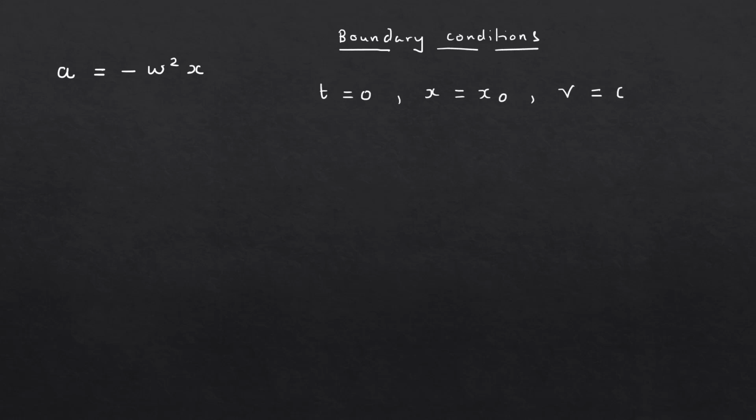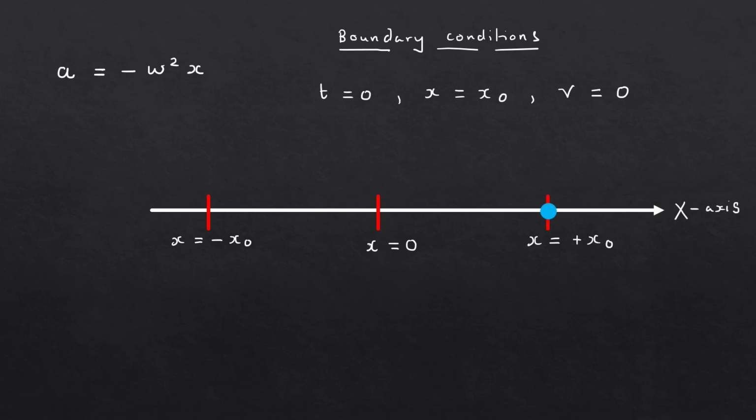Alors, ici, nos équations, c'est a égale minus omega squared x. So, our set of boundary conditions this time will be at t equal to 0, x is equal to x naught, and v is equal to 0. Now, I illustrate this on an x-axis. As you can see here, the body at t equal to 0 is at x equal to x naught, which is the amplitude position, and the velocity is 0 at that instant.